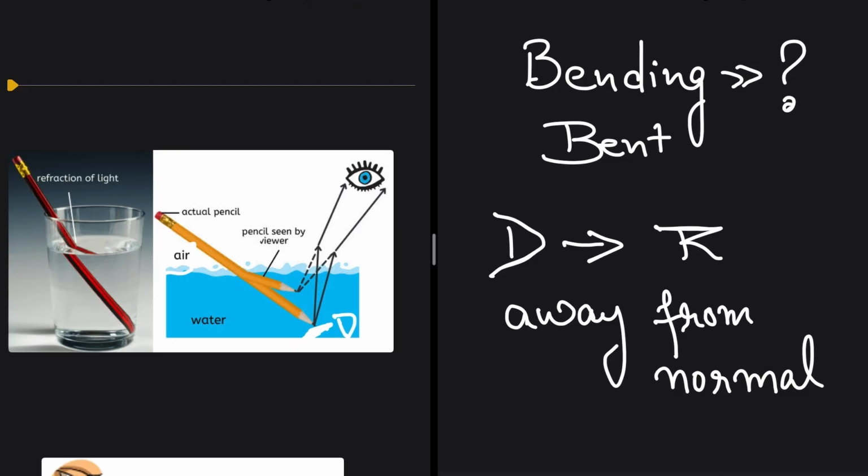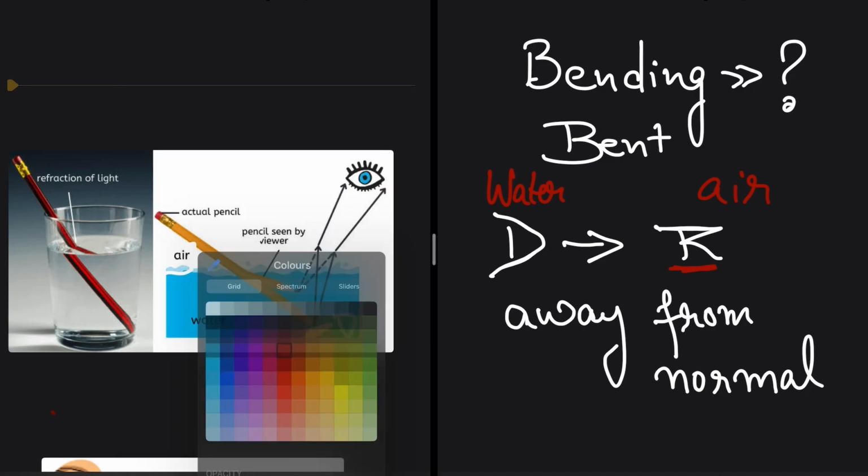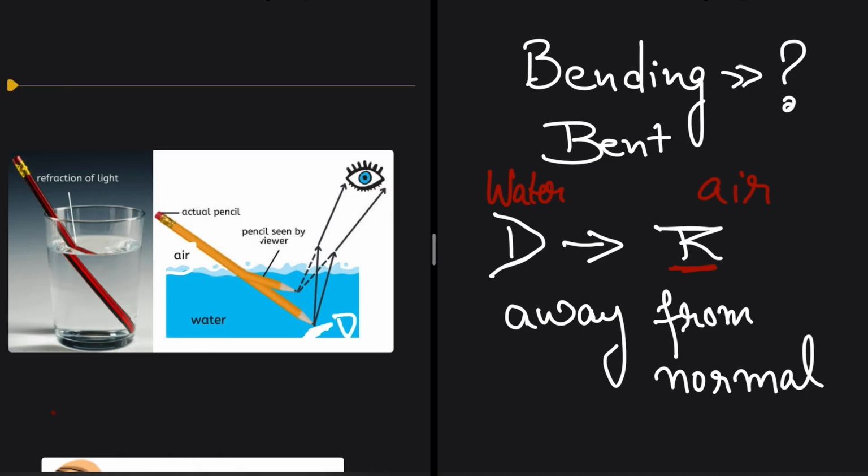Okay, this we know, which is the denser medium here? Water. Water is a denser medium. The rarer medium is what here? Air. So it will bend away from the normal. Look here now how the bending is, students. As the light goes to this surface, it will not go straight, it will bend away from the normal.